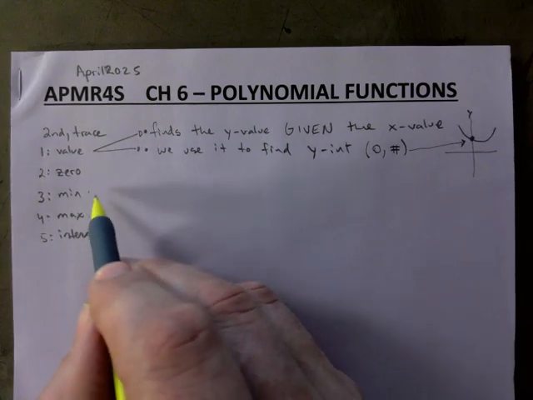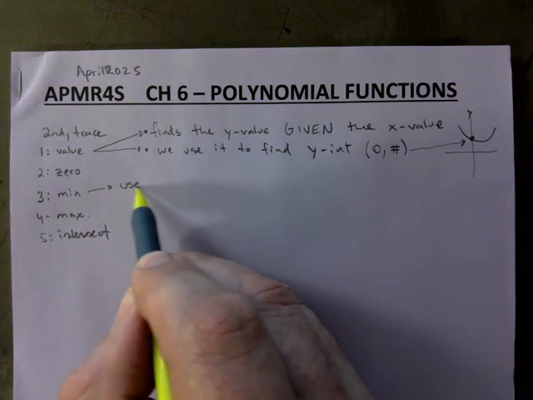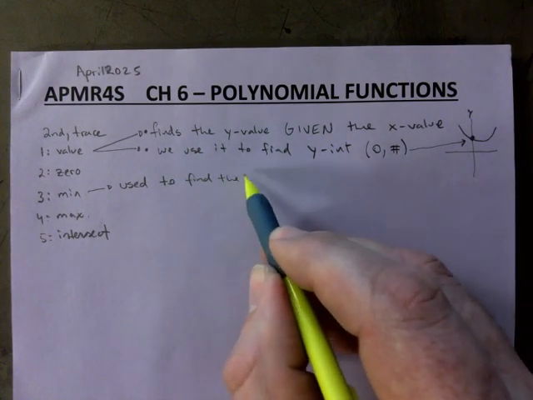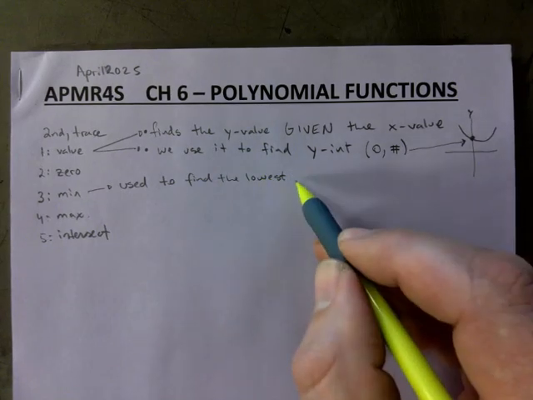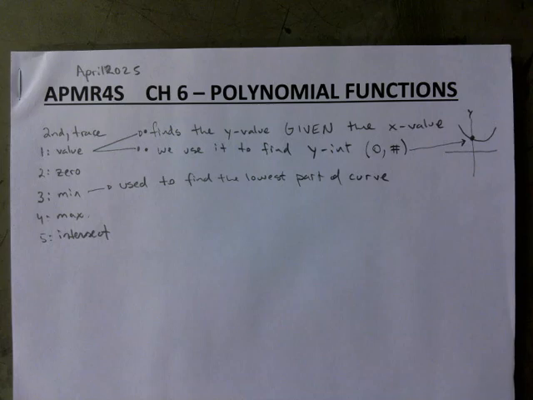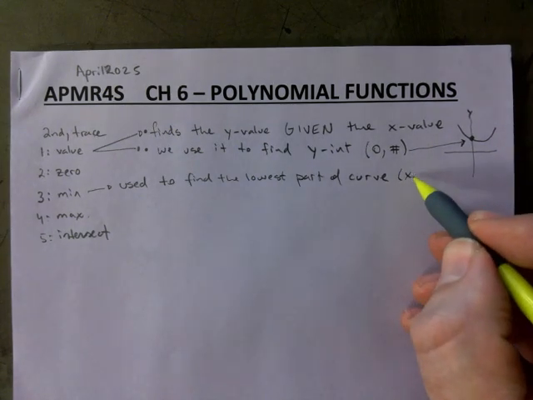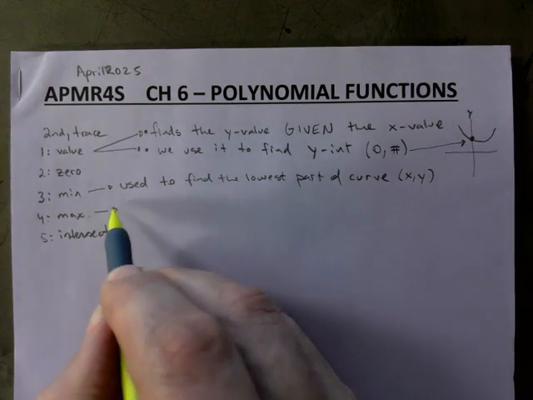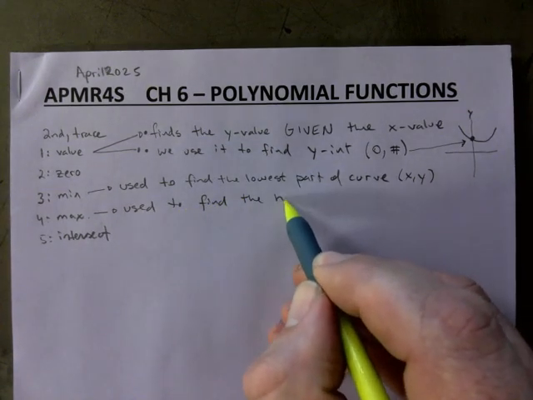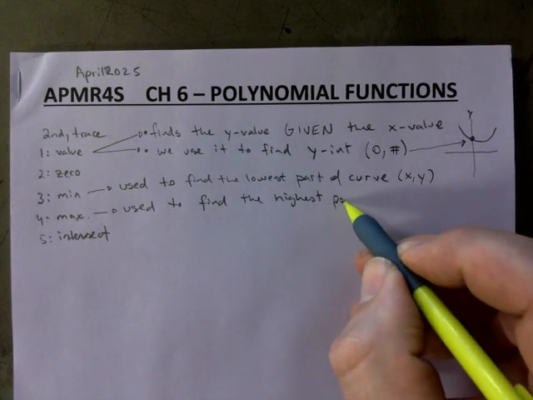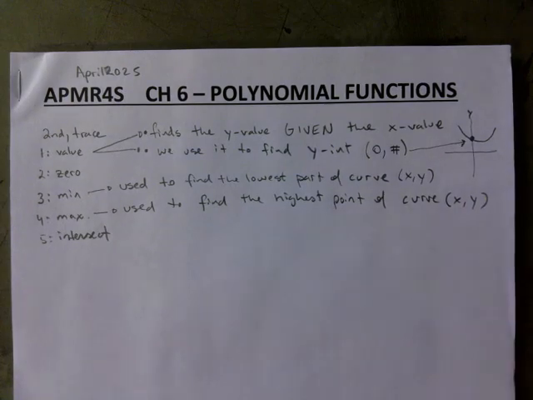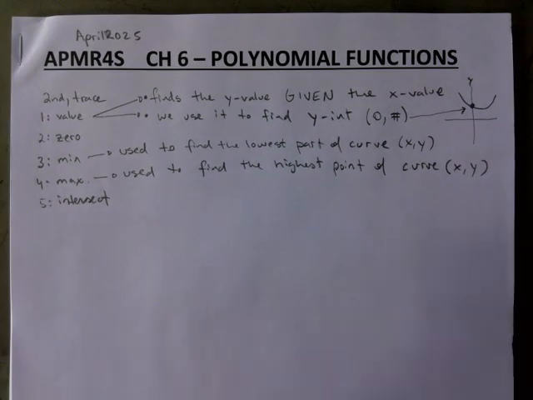Min or max is used to find the lowest part of the curve. It'll actually be an x and a y coordinate, okay? And the max is used to find the highest point of the curve. So you have to choose wisely on that one.